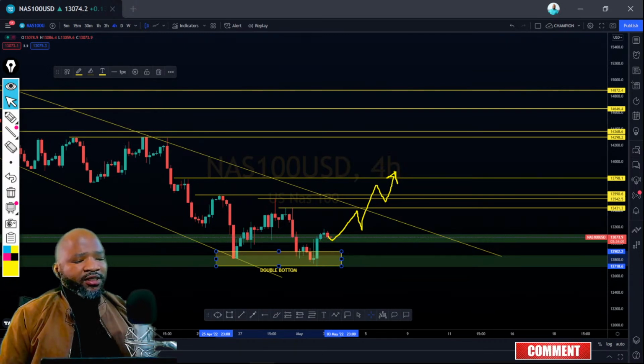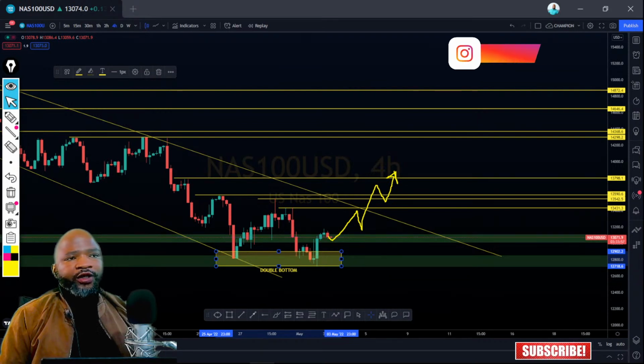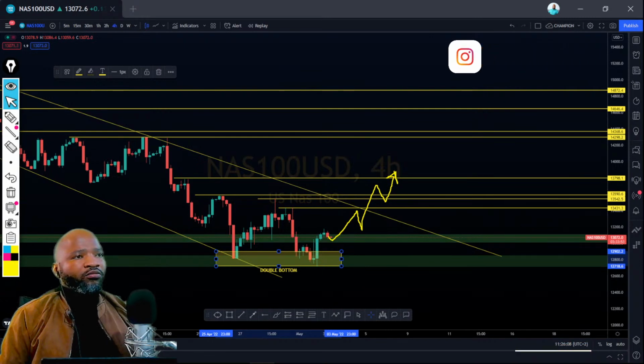This is our NASDAQ 100, and we are on the 4-hourly time frame. This is our 4-hour time frame.